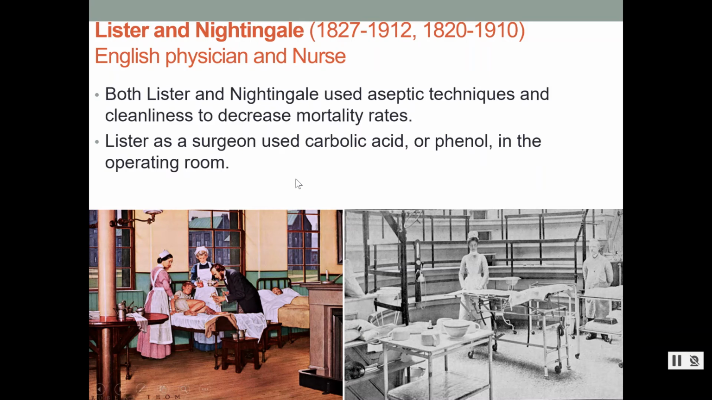Lister, the first thing you're thinking of is probably Listerine. Listerine has nothing to do with the doctor Lister, but he became so known for his cleanliness and his practices that prevented infection that the makers of Listerine used his name in the product so that their clients would associate that with cleanliness.